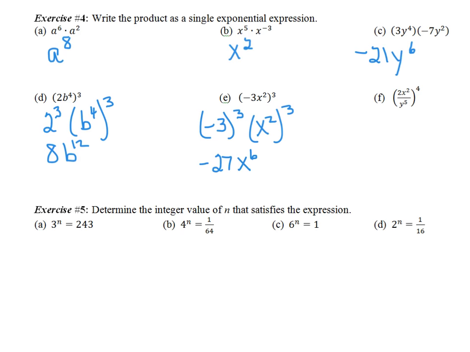Now in part F, we have our quotient raised to a power example. So each part in the numerator and the denominator will need to be raised to the fourth power. So 2 will be raised to the fourth, x squared will be raised to the fourth, and y to the fifth will be raised to the fourth. So when I simplify each of those, 2 to the fourth means 2 times 2 times 2 times 2, which is 16. X to the second to the fourth means x to the 8th power, over y to the 20th power. Multiply the inside exponent times the outside exponent.